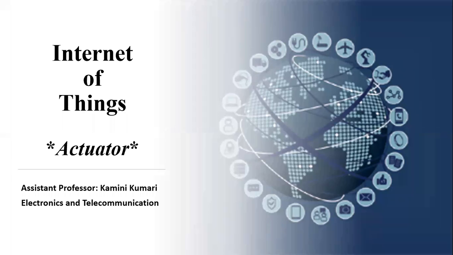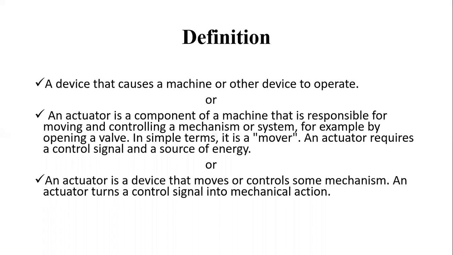So this is your lecture 4 related to actuator. We already know that actuator is your doer, like your fan, like your motor. These examples, like fan or motor, perform some works. So that is your doer. So this is called actuator. So these are some definitions of your actuator.